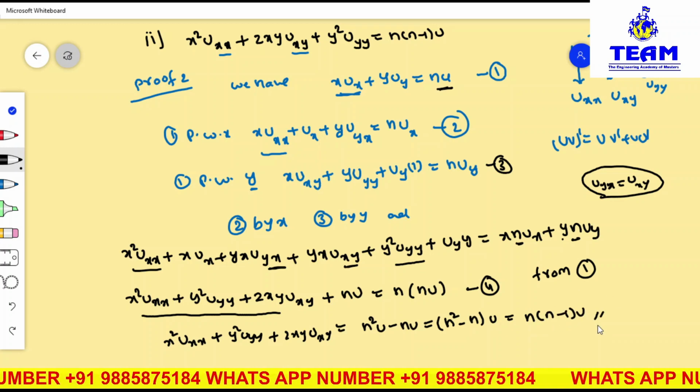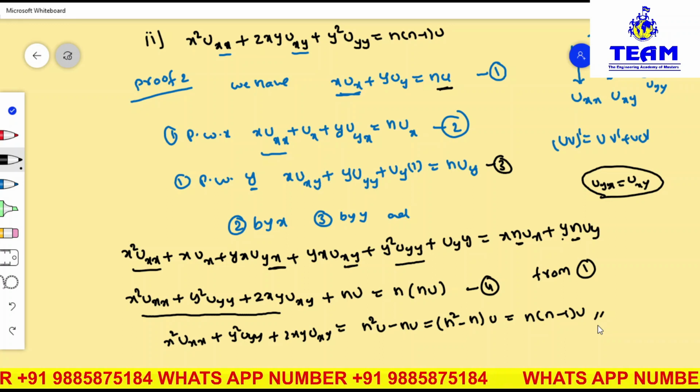So this is the proof of the second statement for the Euler theorem on homogeneous function.